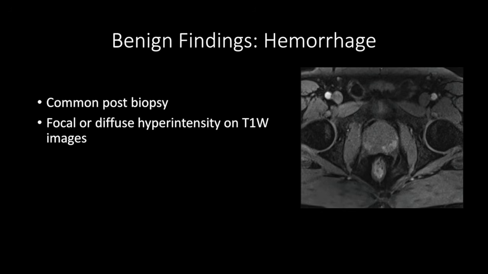Next, we have hemorrhage, and hemorrhage is commonly seen in the prostate, especially if the patient had a recent biopsy. Usually we're going to see that as T1 hyperintensity, like this here. So this is a T1 pre-contrast image, and you can see there's hemorrhage here in the gland.